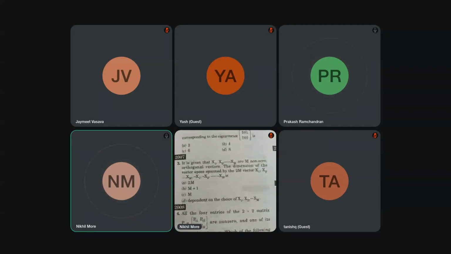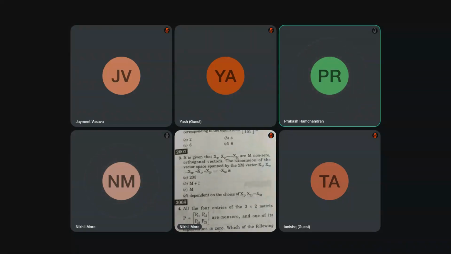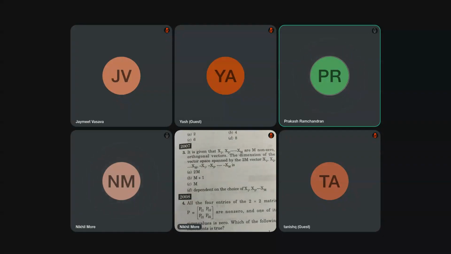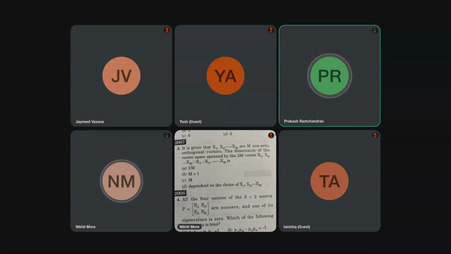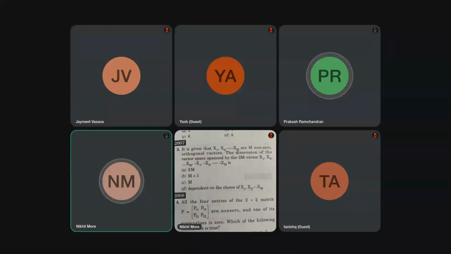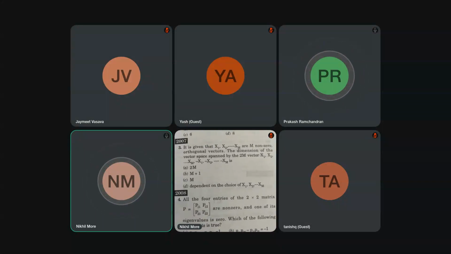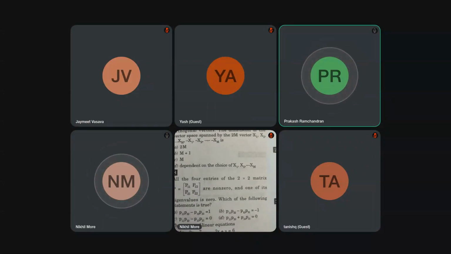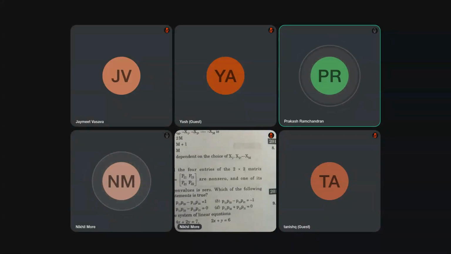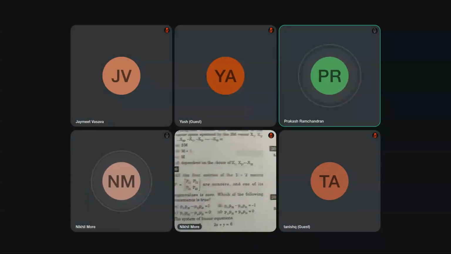Yes, so what is it saying? It is given that x1 to xm are m non-zero orthogonal vectors. The dimension of this vector space spanned by 2m vectors x1 is, right? So first thing is he's saying that there are m orthogonal non-zero vectors, right? If you have two dimensions, what is the span?